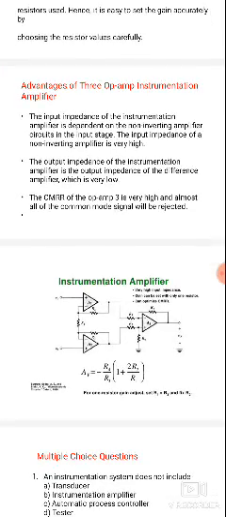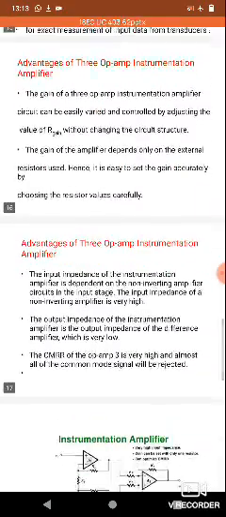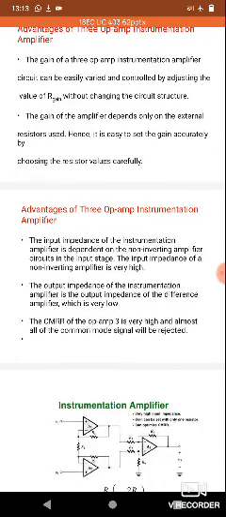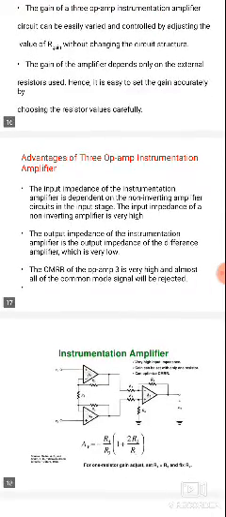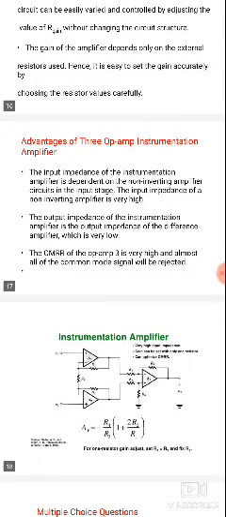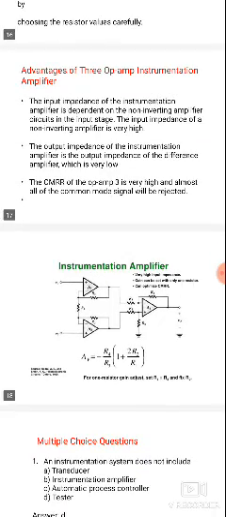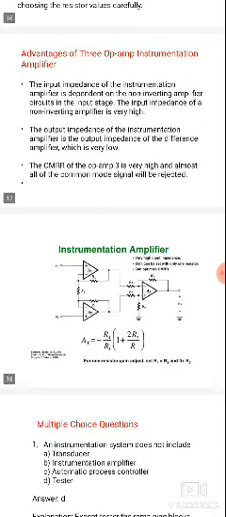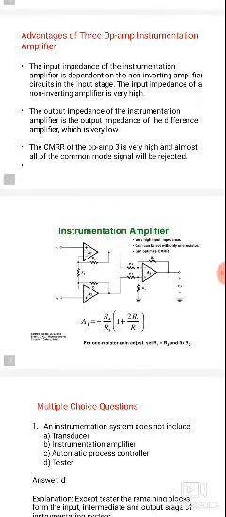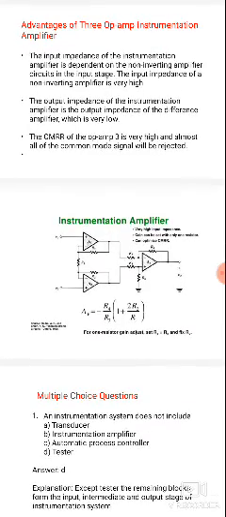Next, advantages of the 3 op amp instrumentation amplifier. The input impedance of the instrumentation amplifier depends on the inverting and non-inverting amplifiers in the input stage. The input impedance of the non-inverting amplifier is very high, and the output impedance of the difference amplifier is low. Input impedance is high, output impedance is low.